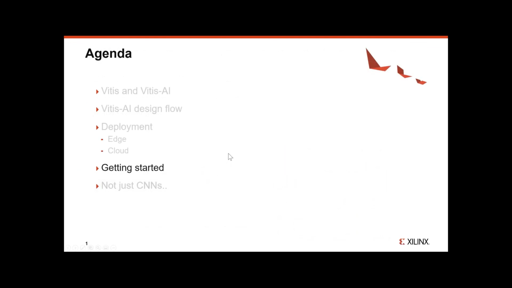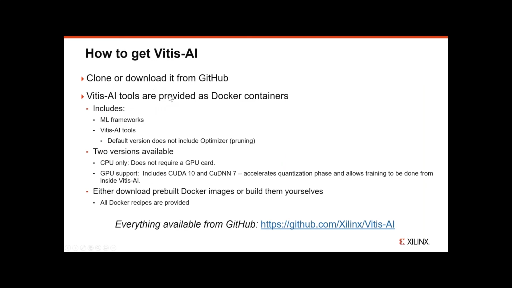So where do you go to get started with all of this? Vitis AI is available on GitHub today, and you can clone or download the repository there. The link is right here. What's included is Docker containers that have the ML frameworks pre-installed with the Vitis AI tools. It does not include the optimizer by default, but you can get an evaluation license for the optimizer by contacting your local FAE or salesperson.